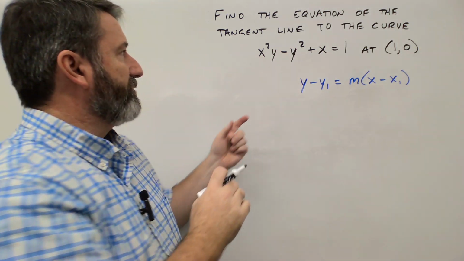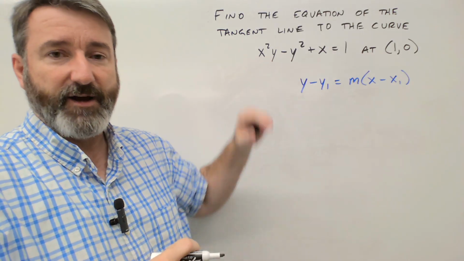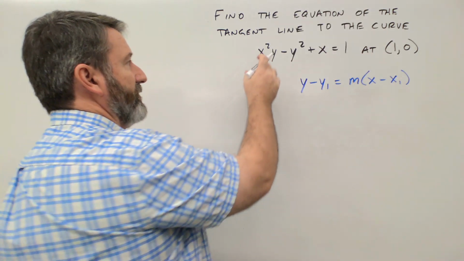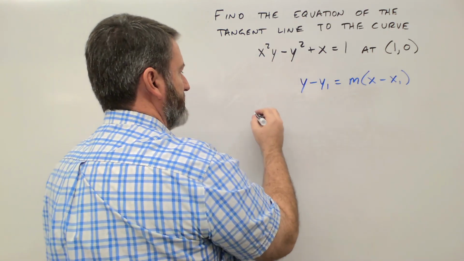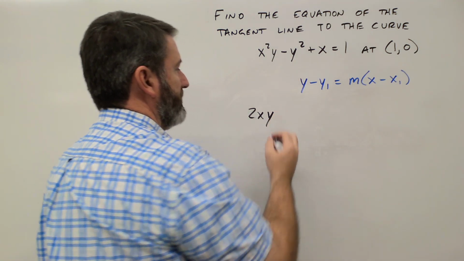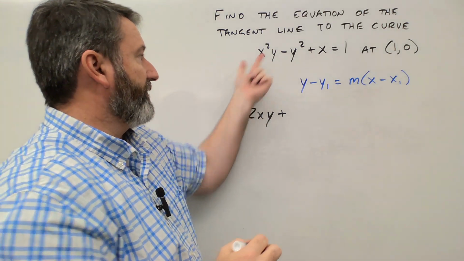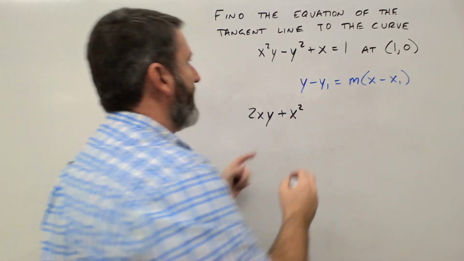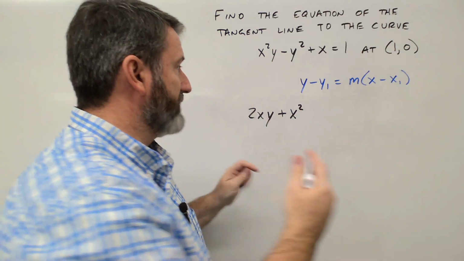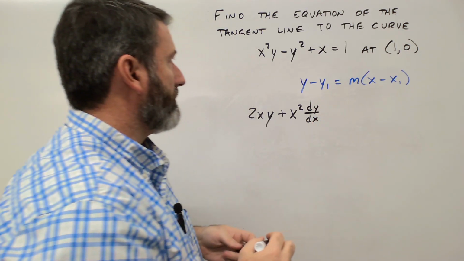So first we have a product rule here. The first factor is x squared, the second factor is y. The product rule says that we're going to take the derivative of the first factor, which is 2x, times the second factor, y, plus the first factor, x squared, times the derivative of the second factor, which we're going to write as dy over dx.